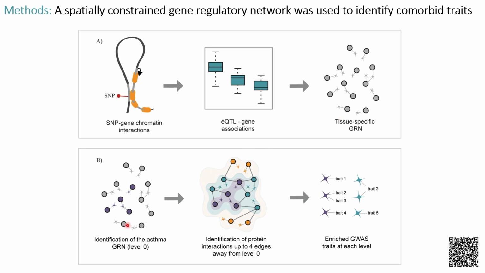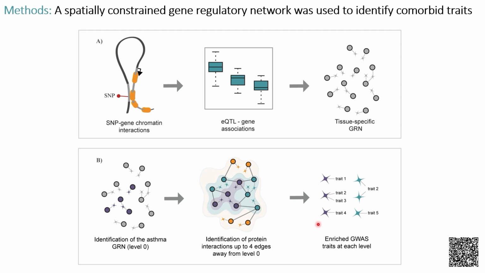We then located the asthma GRN within the larger lung and blood GRNs by selecting for asthma-associated SNPs and their target genes. Now, because genes do not work in isolation, we expanded up to 4 edges or levels away from the asthma GRN. Finally, we go back to the GWAS Catalog and ask which traits are associated with SNPs that are identified in each of the 4 levels.